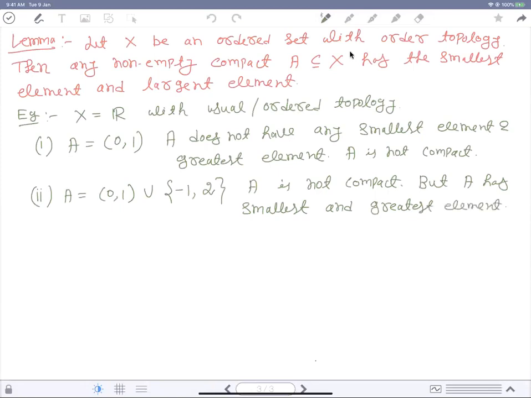That means if we have a non-compact set in an ordered set X, then we cannot say anything about the smallest element or greatest element. That means the smallest element and greatest element may exist or may not. But this lemma says if we have a compact set, then it must have the smallest element and the largest element. And here is the proof.